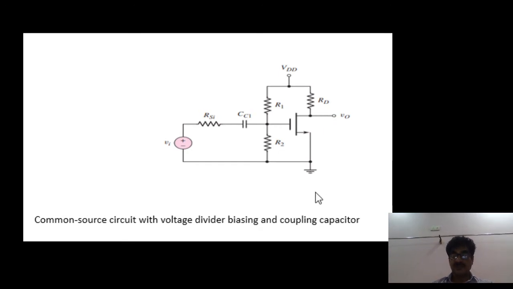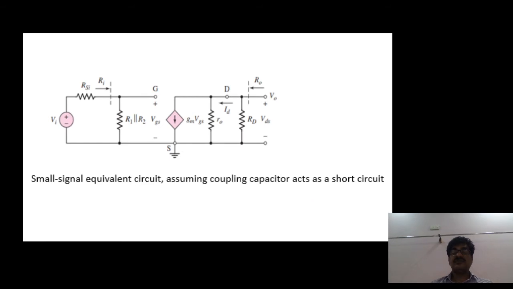See the equivalent circuit. Now the MOSFET is replaced with the equivalent circuit, including the channel length modulation. Therefore, r0 comes in parallel with gm vgs. At the input, R1 parallel R2. After that, a voltage source as usual. At the output end, there is a drain resistor between drain and ground.